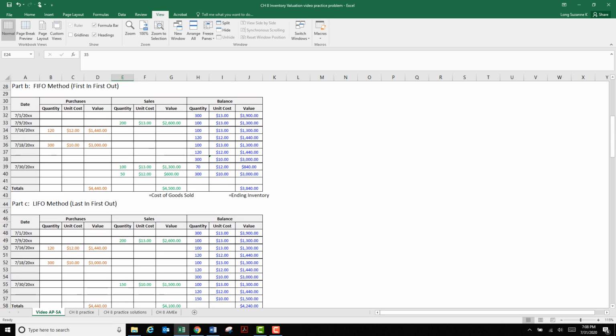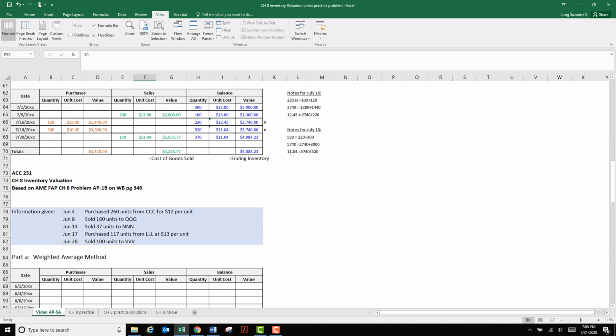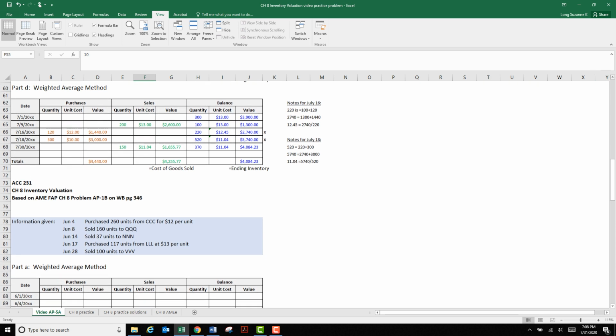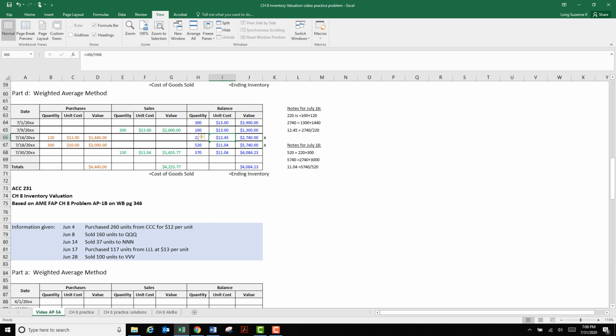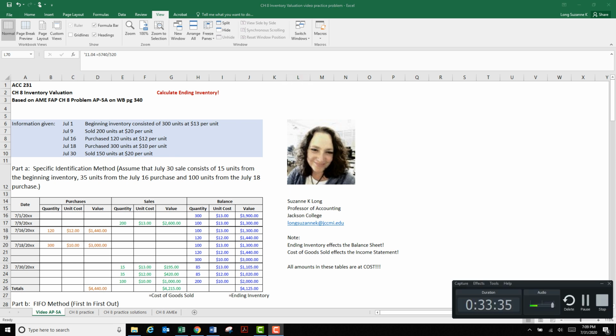FIFO, first in, first out. So right here we're taking out the first ones in, first ones out. LIFO. Right here we're taking the last ones in, first ones out. And weighted average, for each one of these, we're calculating that weighted average, like the 12.45 and the 11.04. So that's an example of inventory valuation methods. Nice work today.